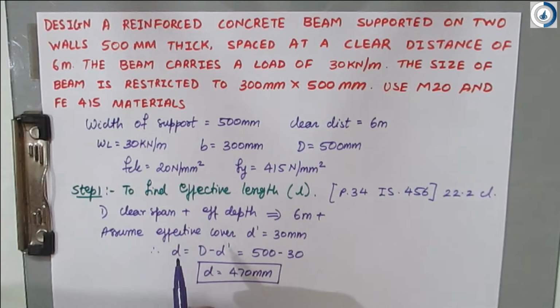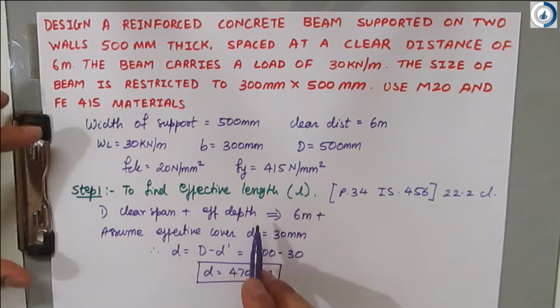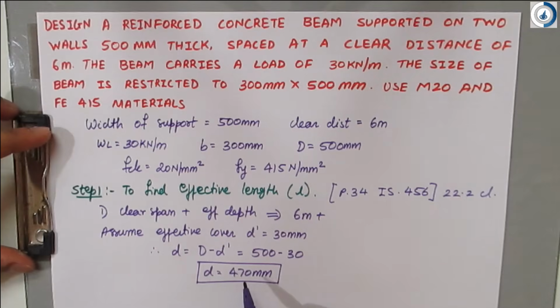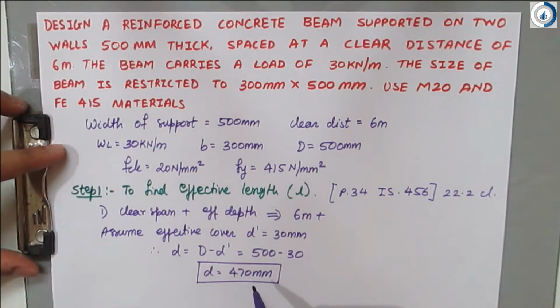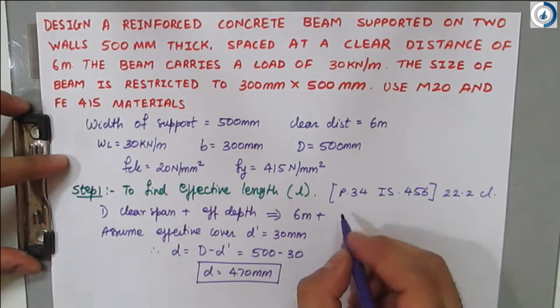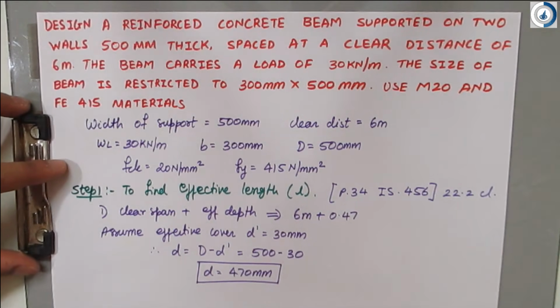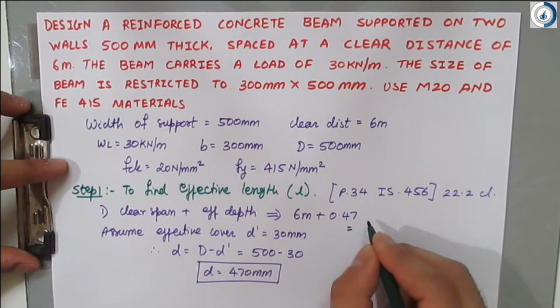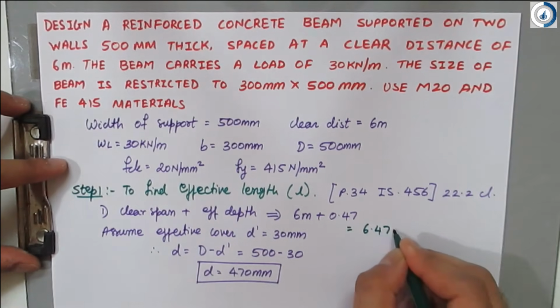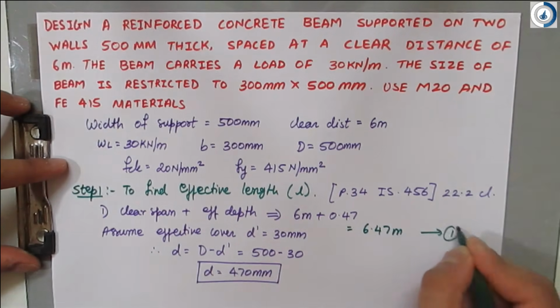So now the first clause says clear span plus effective depth, and effective depth is 470 mm, that is nothing but 0.47. So 0.47. Therefore this is equal to 6.47 meters. So this is your first value.